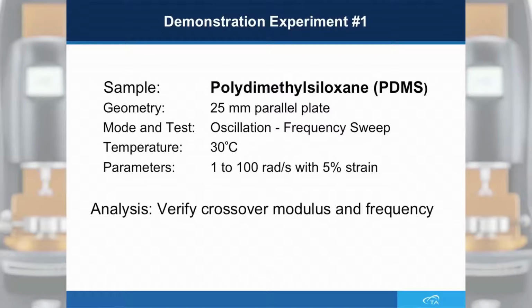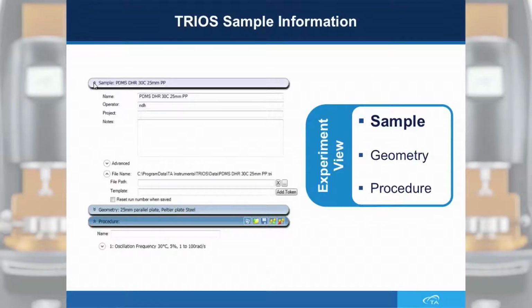The first demonstration experiment will measure a viscoelastic sample, PDMS. The experimental parameters that will be used to measure the viscoelastic character and verify the crossover modulus and frequency are shown here. First, click on the experiment's view, then on the sample bar. Enter the information specific to the test, such as file name and file path, where the data will be saved.